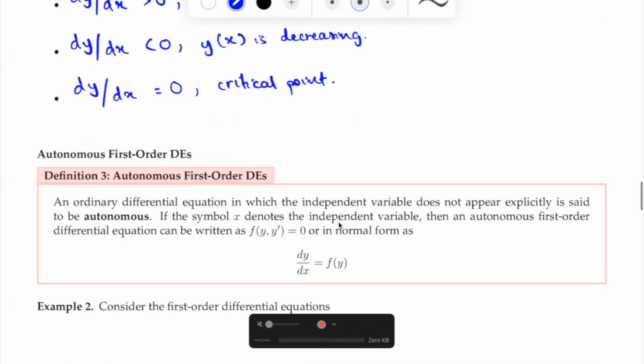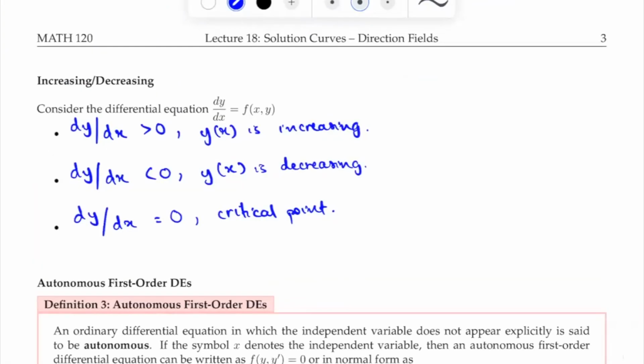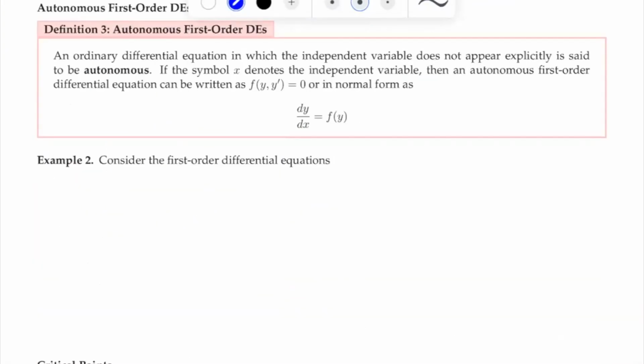An ordinary differential equation in which the independent variable does not appear explicitly is said to be autonomous. Autonomous first order differential equations can be written in this form, or the normal form of this. So the right-hand side is only a function that depends on the dependent variable. There's no independent variable. I'm going to give you two examples: one is an autonomous equation, and the other one is a non-autonomous equation.